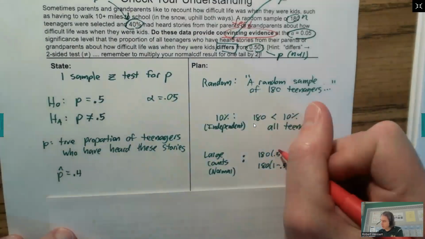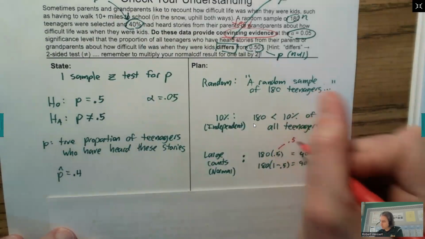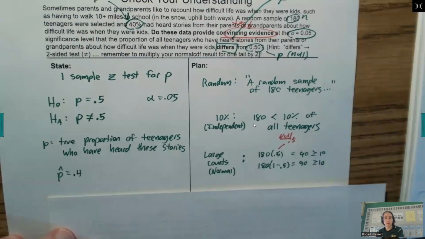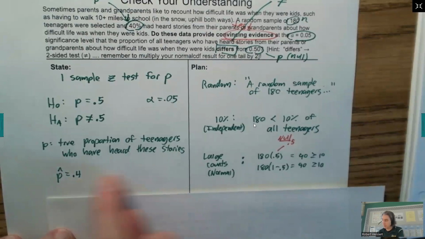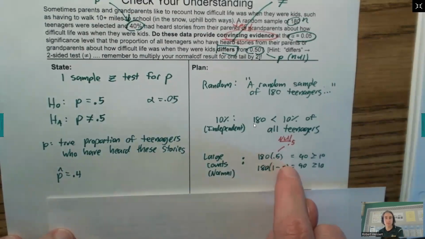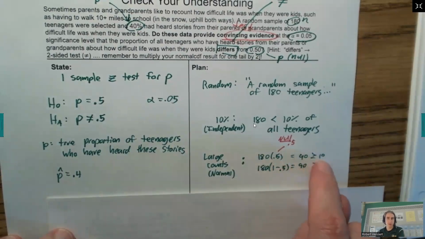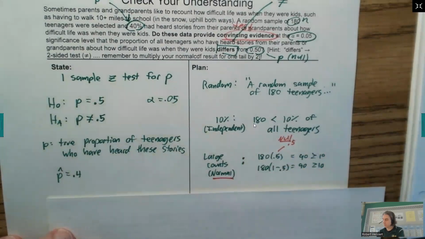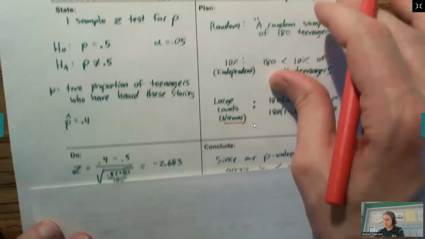And remember, we use our null, not your statistic. So we're not going to use this in there because we assume the null is true. They're both going to be, in this case here, 90, which is much greater than 10. So we can use a normal curve to model this distribution. So now we're ready to do the work.